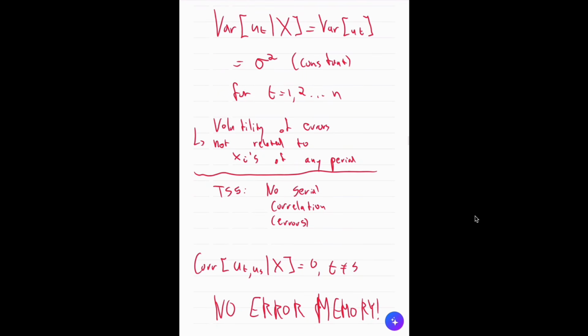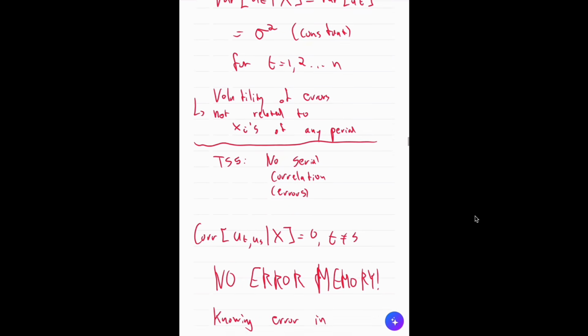So the volatility of our errors is not related to our explanatory variables of any period, right? So GDP being high or low or anything like that is not correlated to any of the error terms, anything that we're not measuring. There's no correlation between the two. So the variance of the error terms doesn't change when you change the values of the explanatory variables, right?